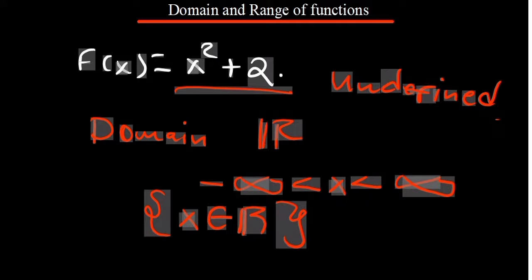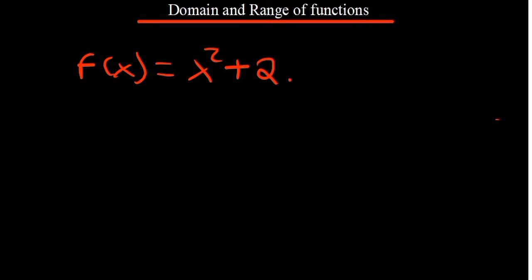Now, let's say you've been told to determine the domain and the range of a function, f of x equal to x squared plus 2. How do we now determine the range? For the range, you first come up with an inverse function. Remember y is equal to x squared plus 2. Our goal in this case is to make x the subject of the formula.